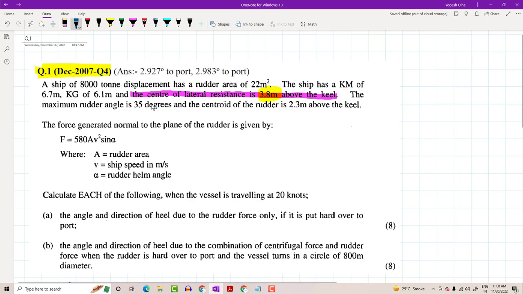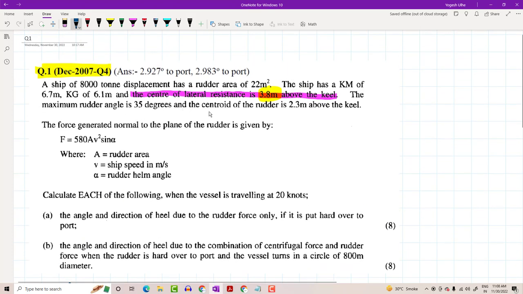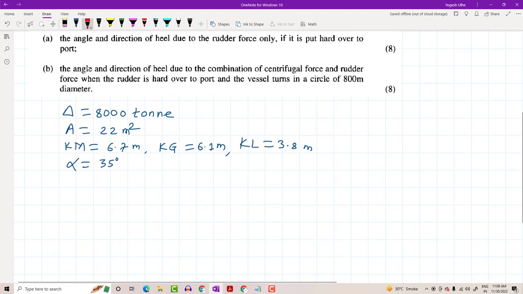The next thing we have is the maximum rudder angle, our alpha. Alpha is 35 degree. The next thing they have given us is the centroid of the rudder, that is, the center of effort, which is 2.3 meter above the keel. That is our KN. This 2.3 meter is nothing but KN. Don't worry, I will explain all these things with the help of a drawing. So the value of KN is 2.3 meter.